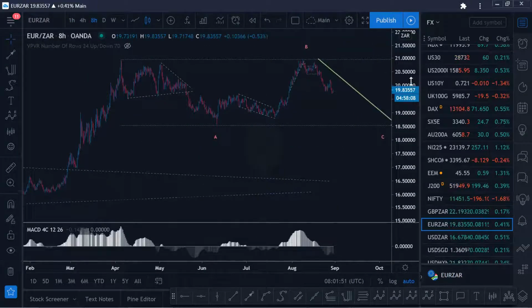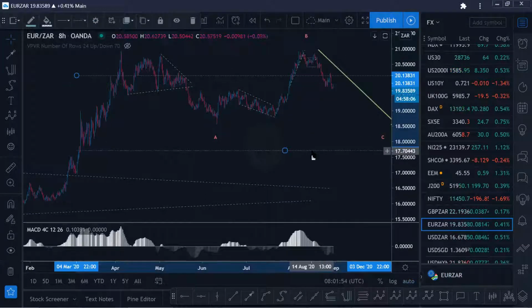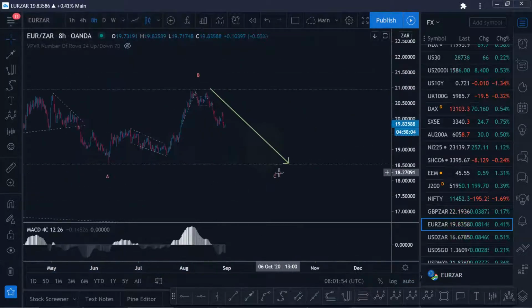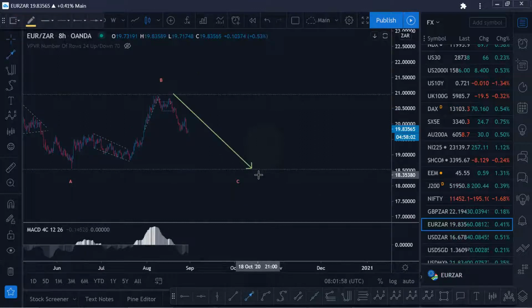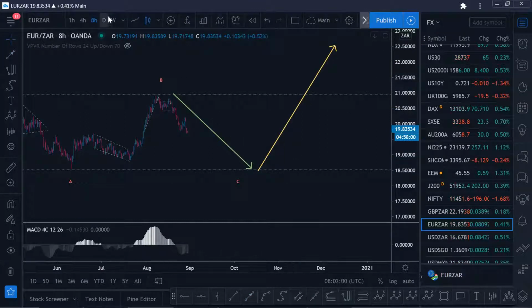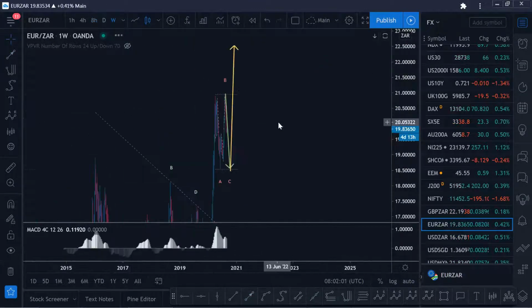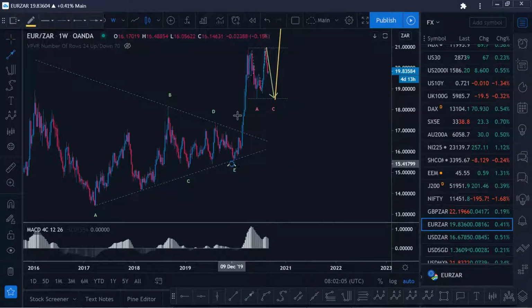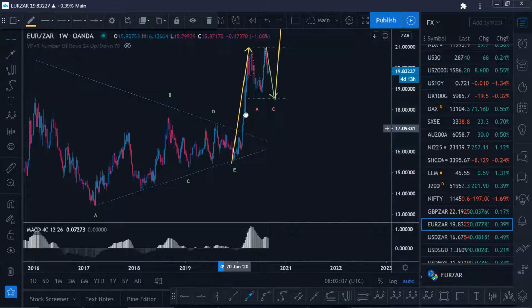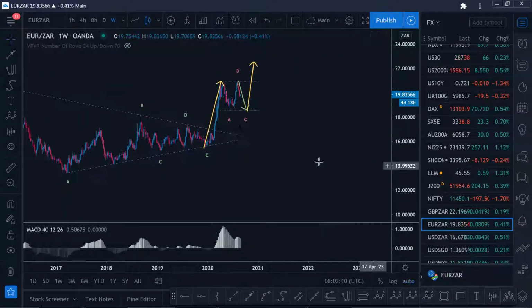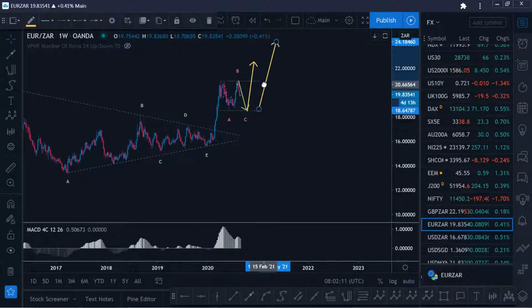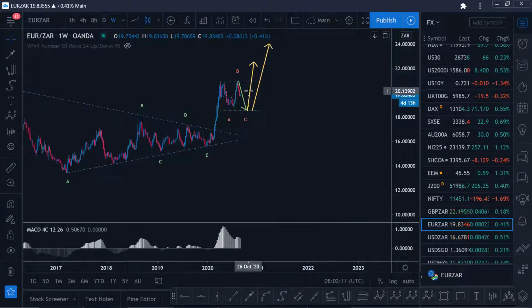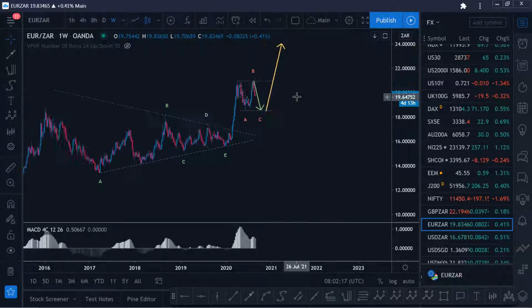Potentially too late to get into the short, but you want to look to get into the long following this wave lower, because that's a great trade to the upside. Euro ZAR, because you are trading this as your impulse. So we'll be looking to trade this to the upside following the completion of this correction.